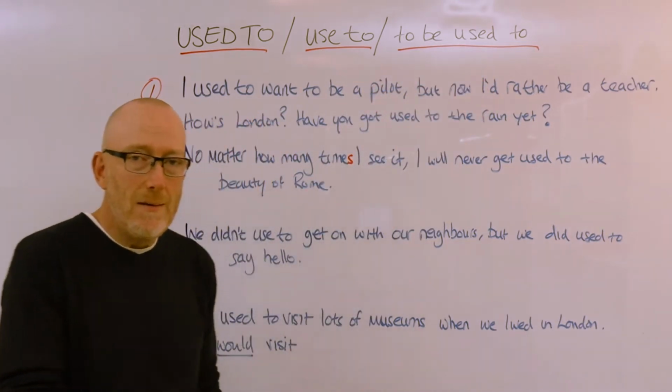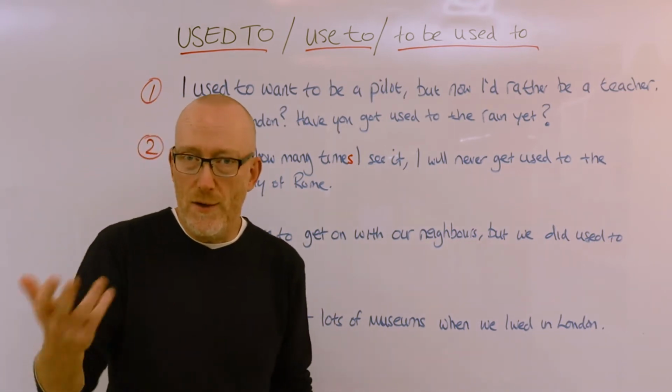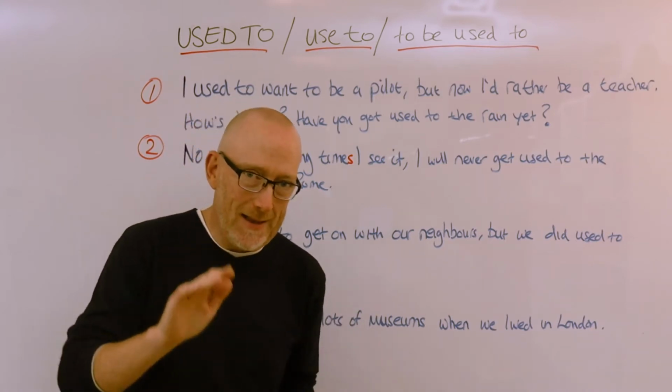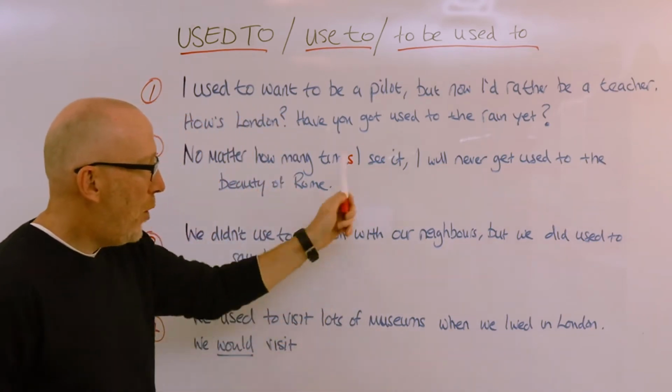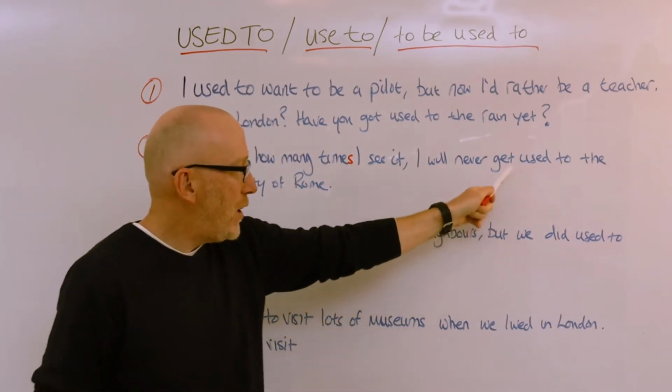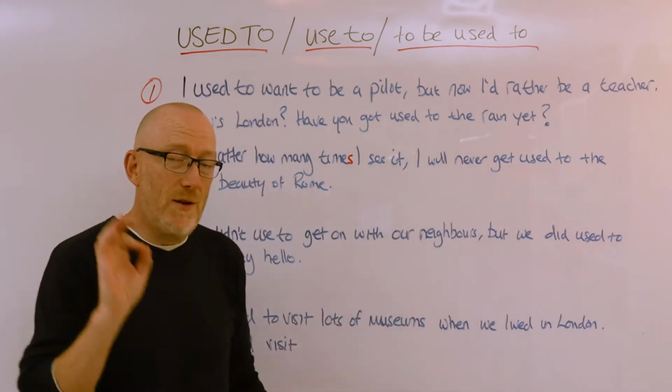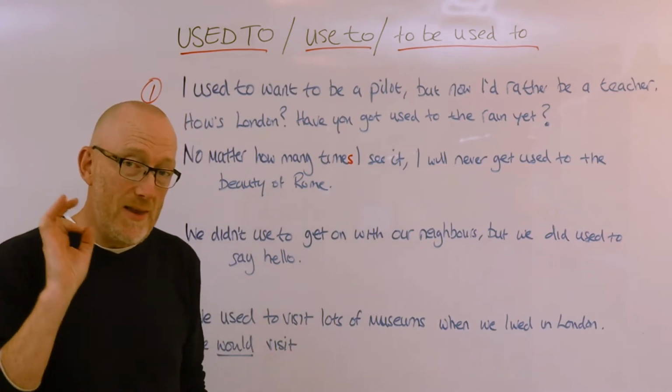Now, the verb to be can be replaced with other verbs such as get and become, which makes it a little bit more complicated. But whenever you see used to with one of these verbs before it, you know it's not describing the past, it's describing the present.